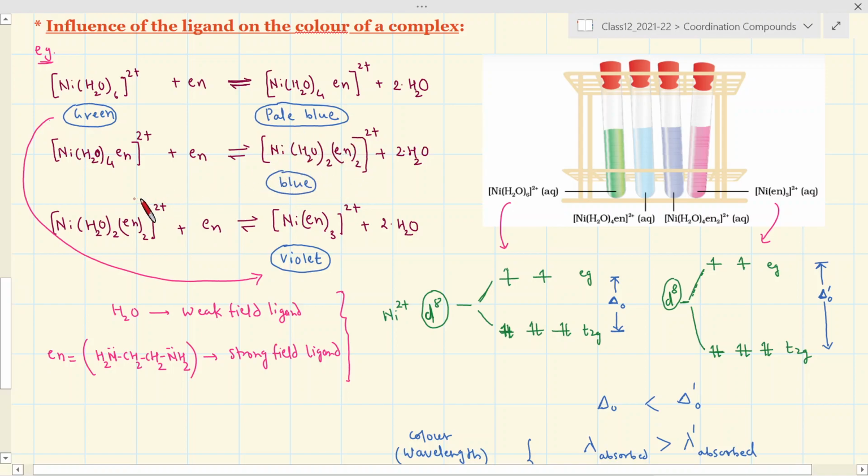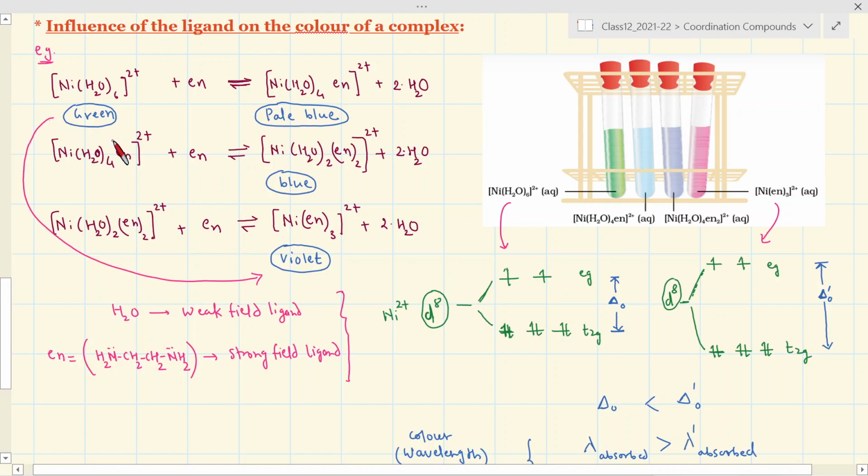And from this complex compound, if we further replace two more water molecules with one more ethylene diamine, we get this violet colored complex where you have only the strong field ligand ethylene diamine, which is also a didentate ligand. So you just require 3 ligands to form 6 coordinate bonds with the metal here, which is nickel. So this is also an octahedral complex.